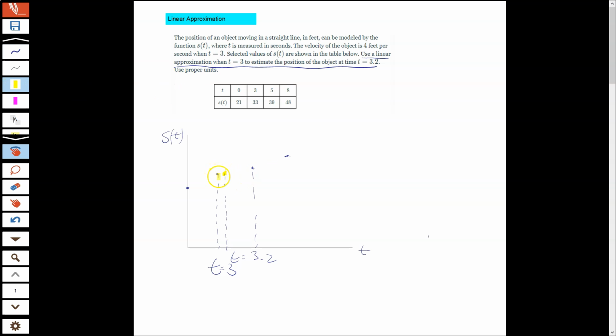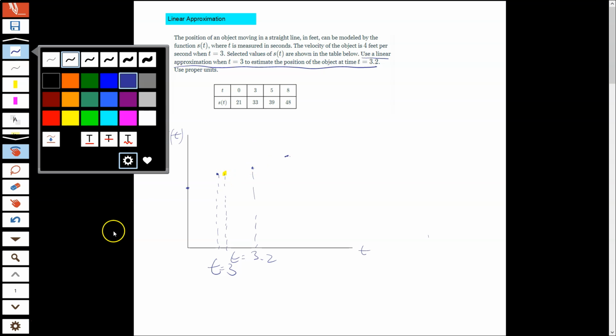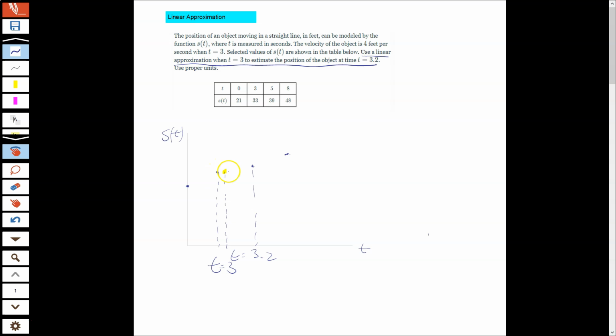Well, one of the ways I could make an estimate, I could guess, is based on the speed you were traveling at this point. And notice that's given to us, right? So the velocity of the object is 4 feet per second when t equals 3. Okay. So we know we're going 4 feet per second at this particular point. That gives us some information about where we might end up just a little bit later, right?